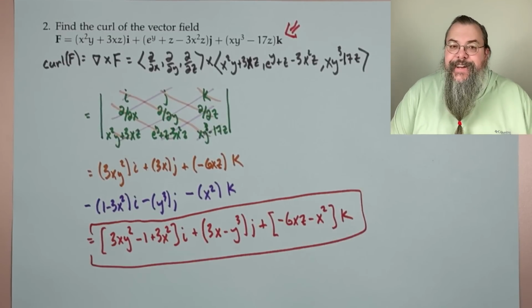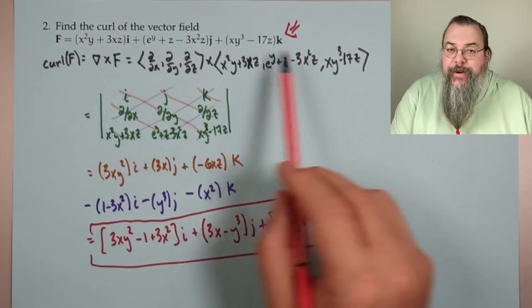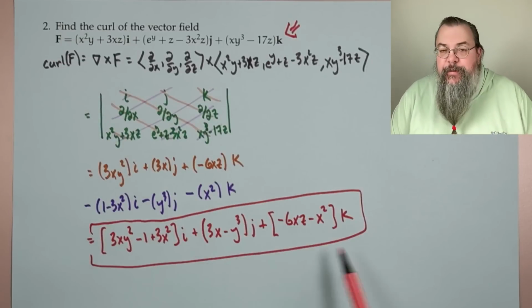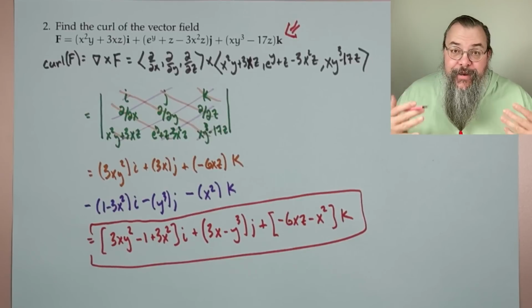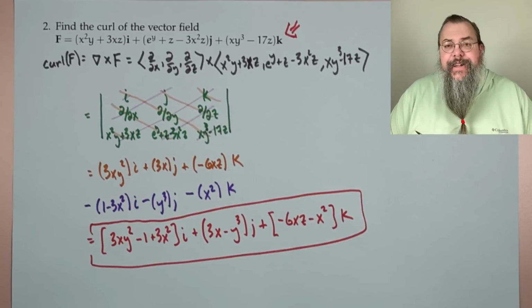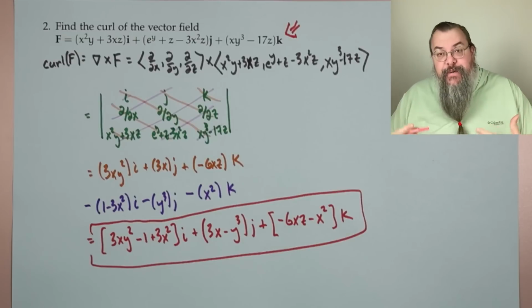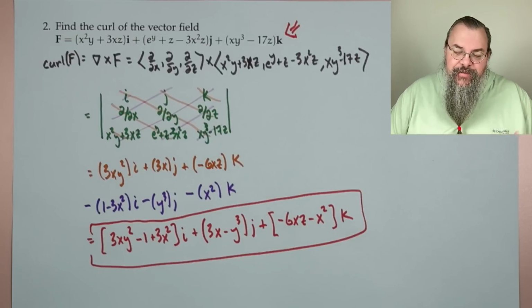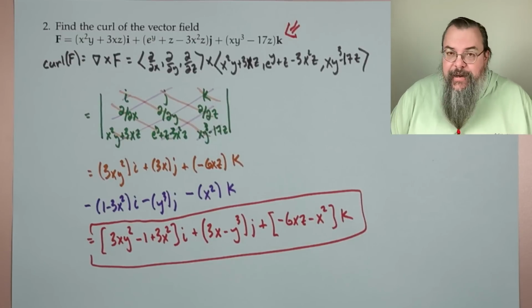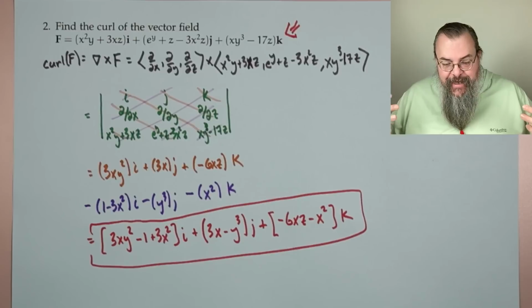And we're done. And notice, we started with a three-dimensional vector. We ended with a three-dimensional vector. That's what you need to do when you get the curl. Now, it could be that some of the entries are 0. That's all right. But still, it needs to be a three-dimensional vector. Not a function, not a number, a vector.